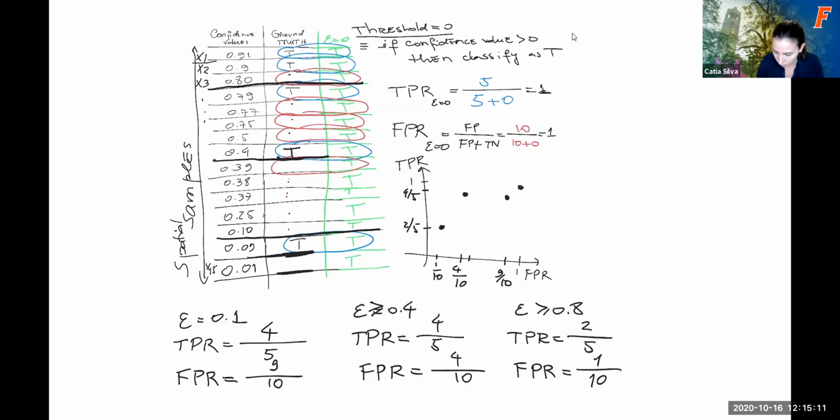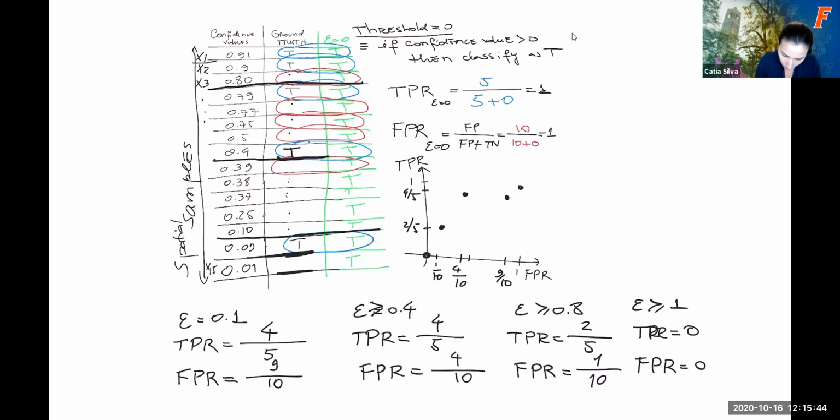Okay, and so let's do the last one when the threshold is greater or equal than 1. Then the true positive rate is going to be 0, right? There's no confidence values larger than or equal to 1. And the false positive rate is also going to be 0. Okay.